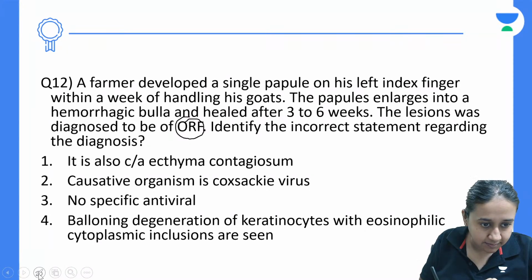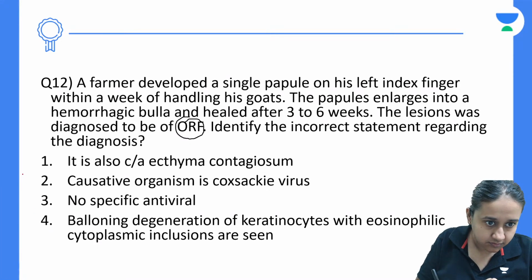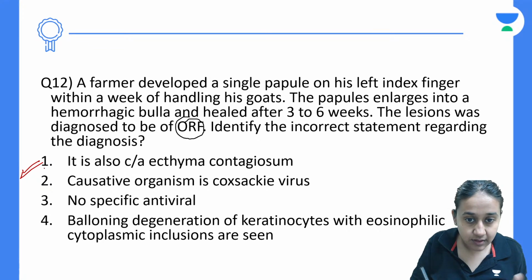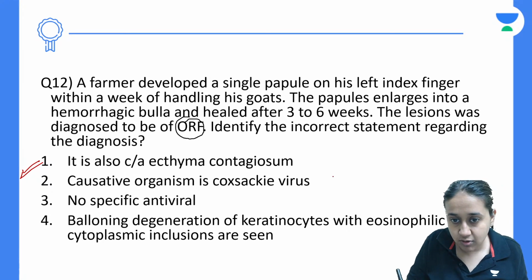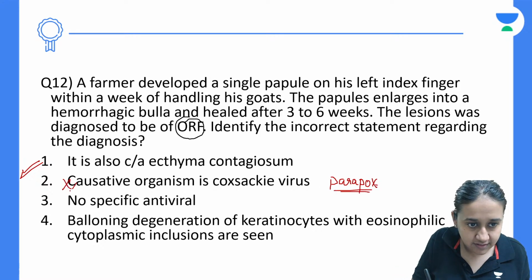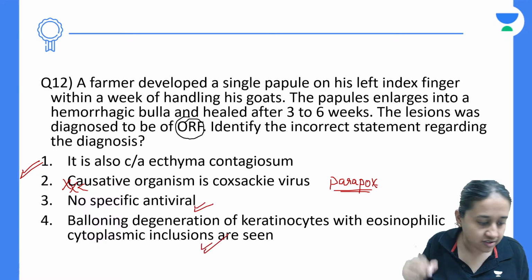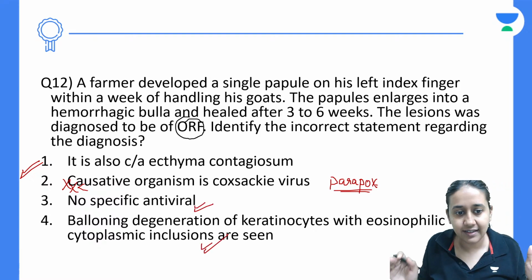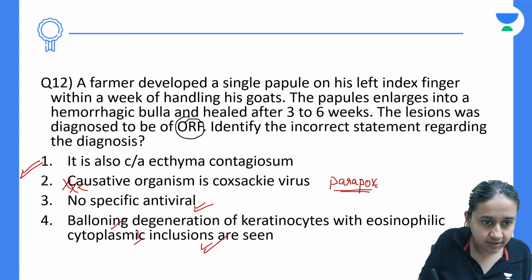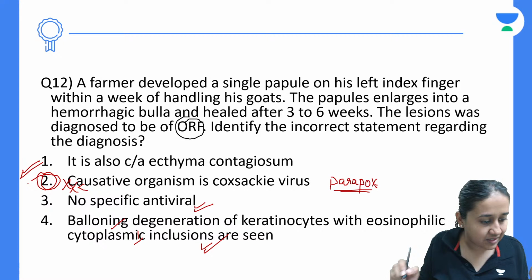It is also known as ecthyma contagiosum. Now, ecthyma contagiosum is because of parapox virus, not Coxsackie virus. This is wrong. No specific antivirals are seen, that is true. And ballooning degeneration is seen, that is also true. The only incorrect statement is option number 2. So that is the false statement regarding the diagnosis. I hope this is clear to all of you.